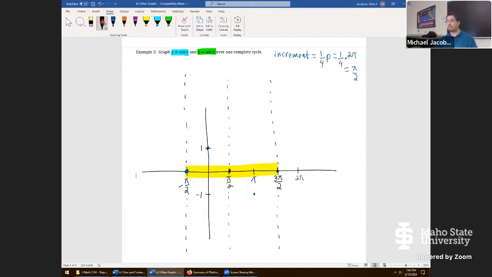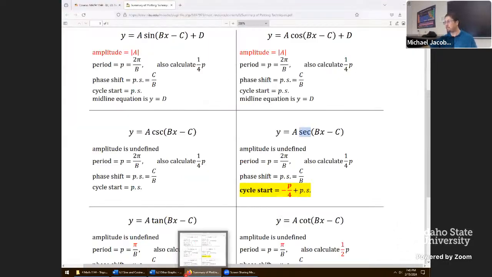And that's the tradition, that you always start with a vertical asymptote, whether it's secant or cosecant. There'll be a vertical asymptote in the middle, and you'll end with a vertical asymptote. Looking at this again, negative pi over 2, well, if 1/4 of the period was pi over 2, negative 1/4 of the period is negative pi over 2. That's where this comes from.